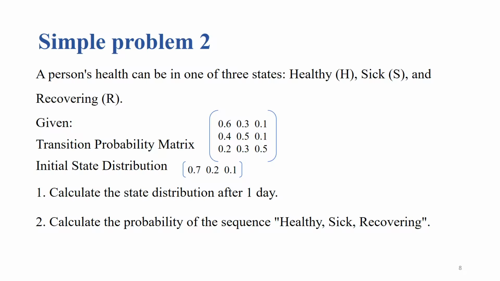Let us see the next problem. A person's health can be in one of three states: healthy, sick and recovering. And these are the data given. The transition probability matrix is given and the initial state distribution is given. There are two questions. Number one, we need to calculate the state distribution after 1 day. And number two, for this sequence, we need to find out the probability.